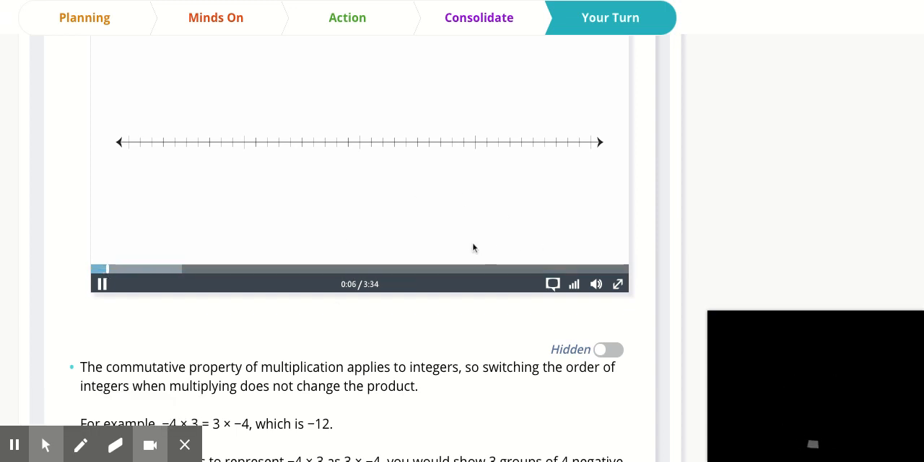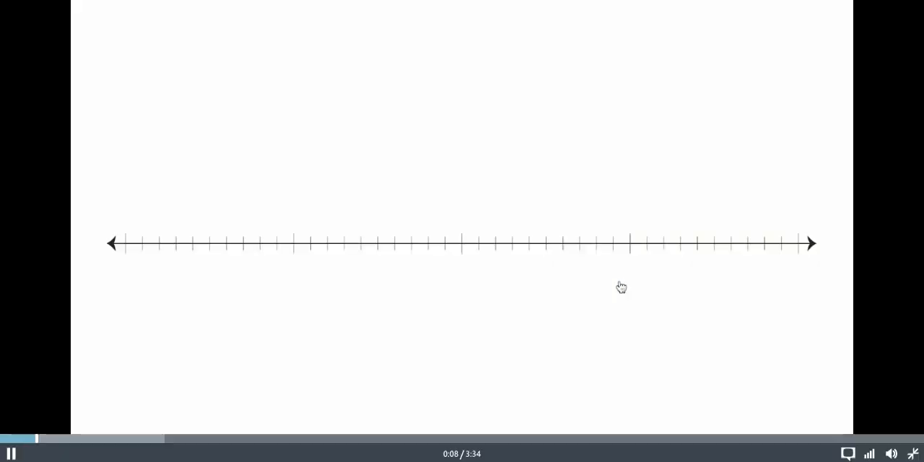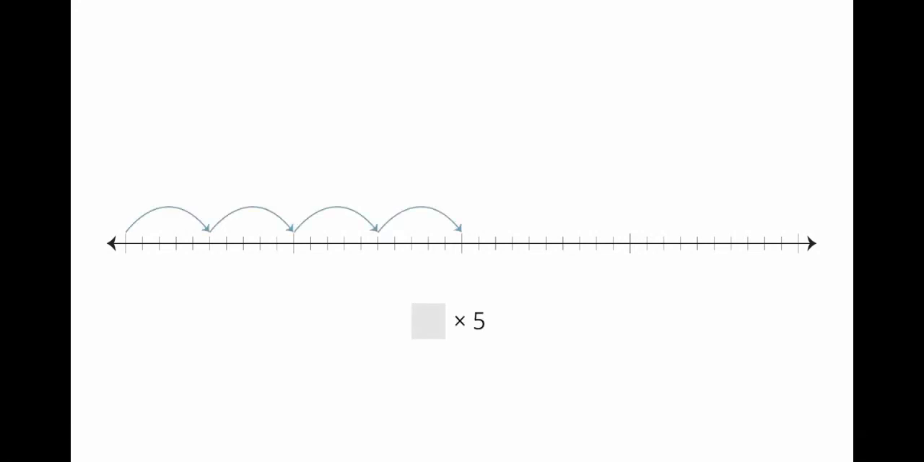Complicated, but here is a way to visualize what the multiplication means using a number line. When you multiply two integers using a number line, the second integer tells you the size and direction of each jump. A positive integer tells you to jump from left to right. So 5 means take jumps of 5 to the right. A negative integer tells you to jump from right to left. Negative 5 means take jumps of 5 to the left.